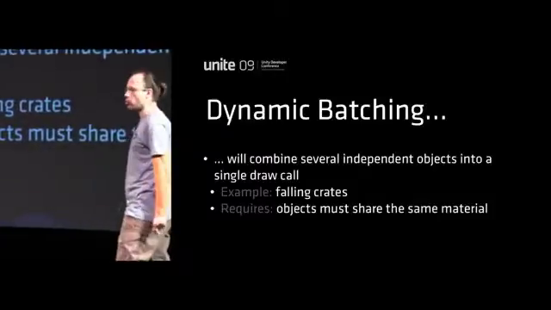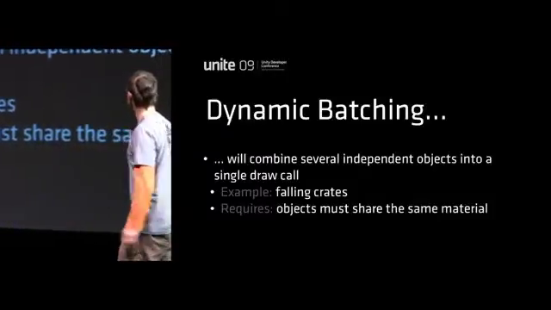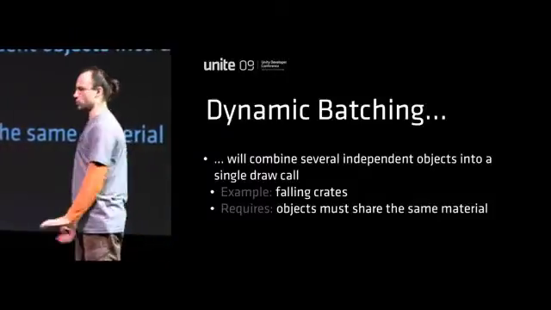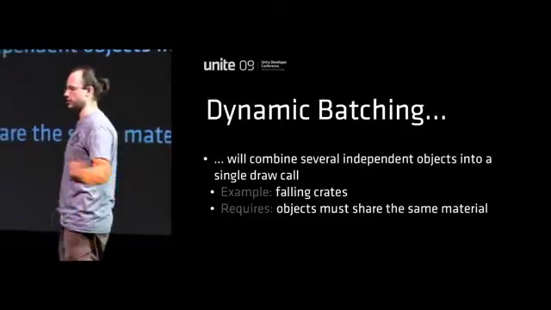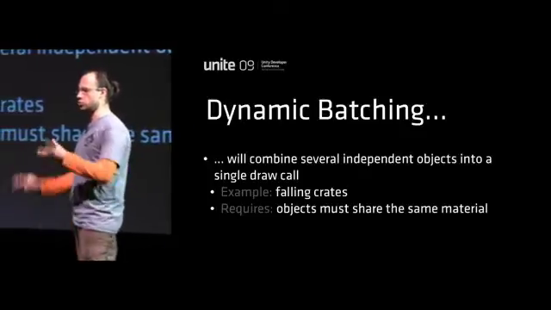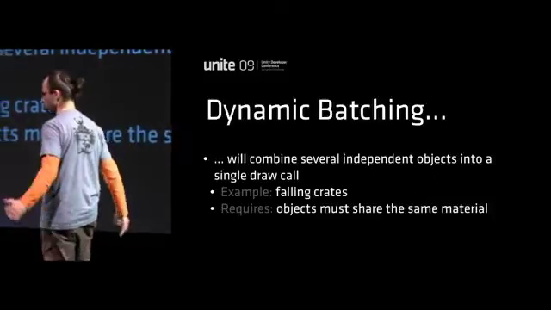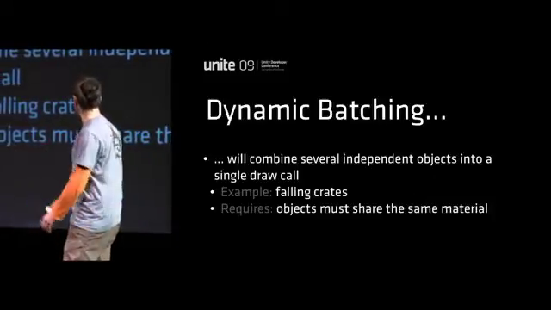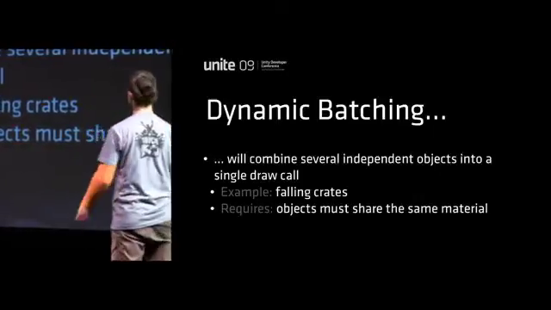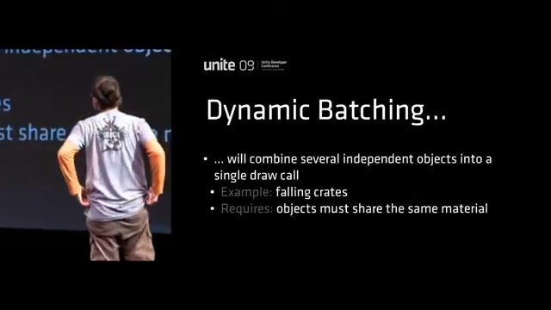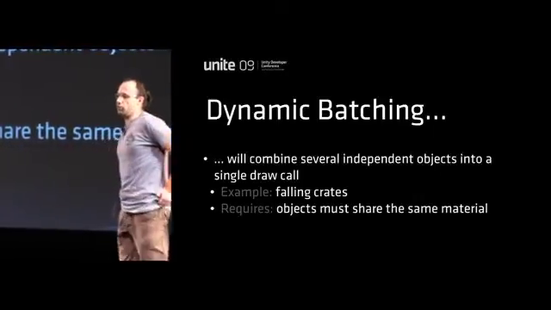All right. So dynamic batching will combine independent objects into a single draw call. A good example is falling crates, just arbitrary objects which are moving, and they will be automatically combined into one draw call. The only thing it requires from your side is that you share the same material for those objects.